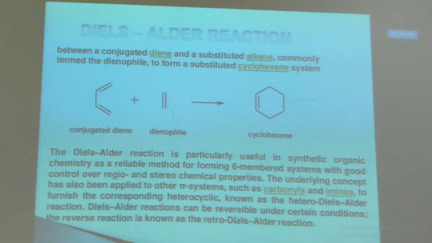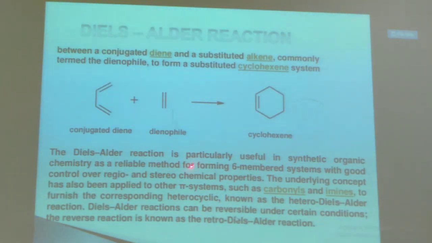Diels-Alder reaction occurs between a conjugated diene, that is, alternate single and double bond compounds are called conjugated compounds, and a substituted alkene commonly termed the dienophile. When they both combine, they form a cyclic compound, that is called cyclohexene.